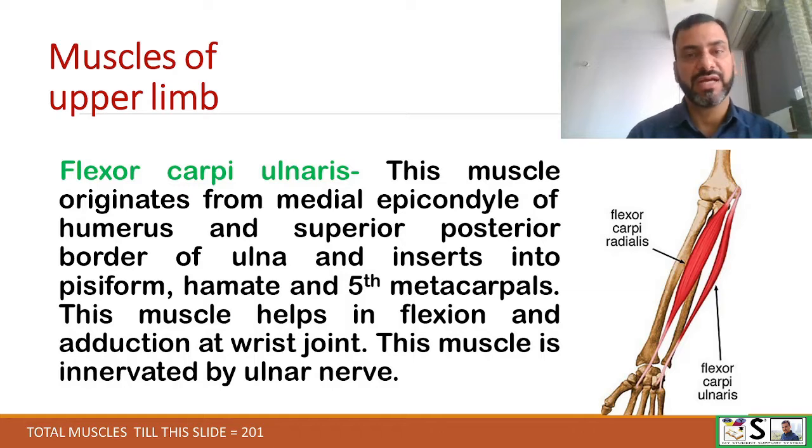Flexor carpi ulnaris. This muscle originates from medial epicondyle of the humerus and superior posterior border of the ulna and inserts into the pisiform, hamate and fifth metacarpal. And this muscle helps in flexion and adduction at wrist joint. This muscle is innervated by ulnar nerve.